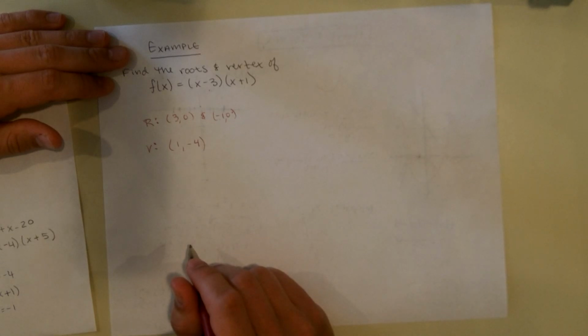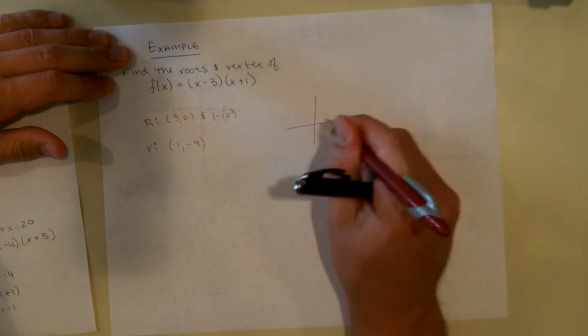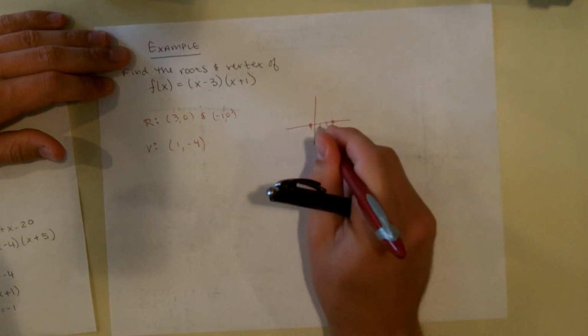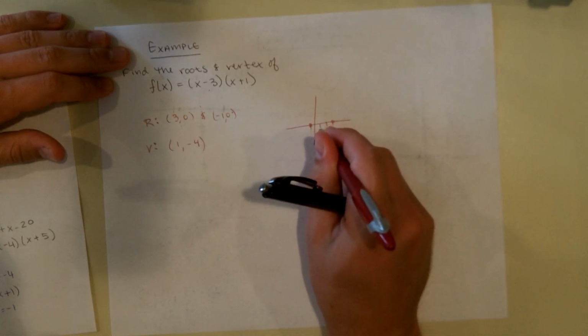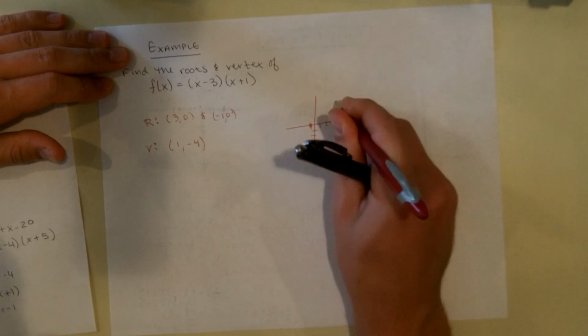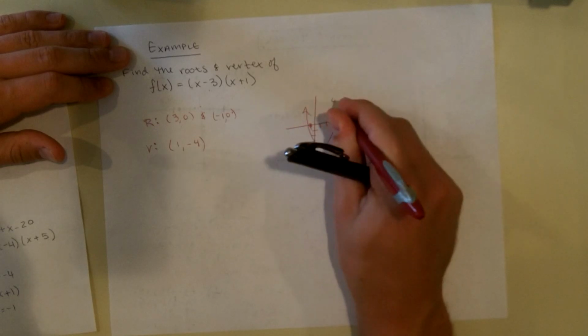I didn't show you the work, but if you want to draw the graph, you can go over 1, 2, 3, over 1, and over 1, down negative 4. 1, 2, 3, 4. And there's your parabola.